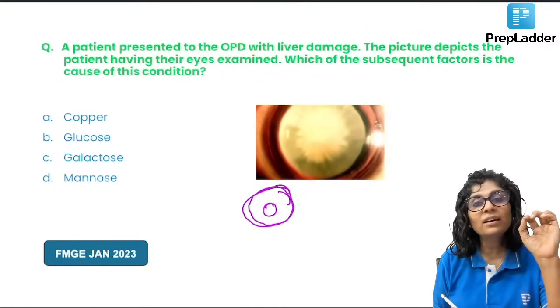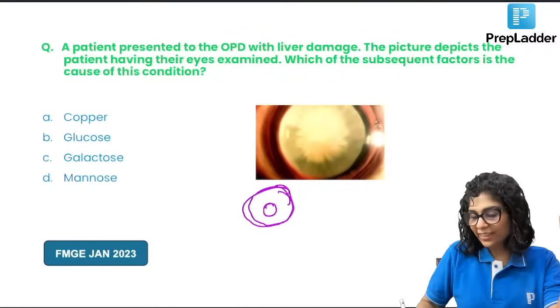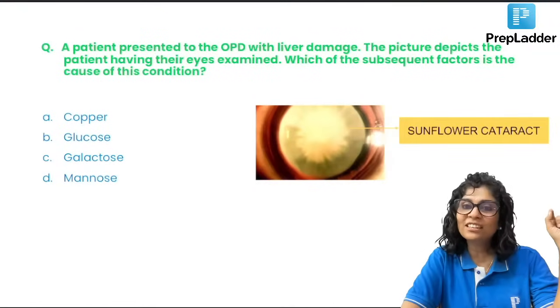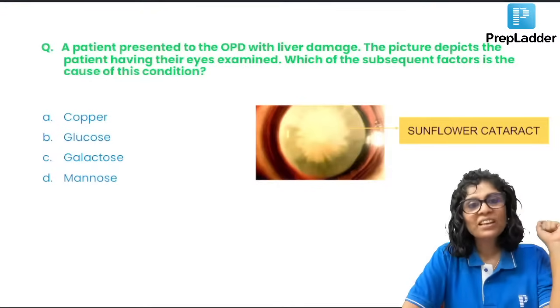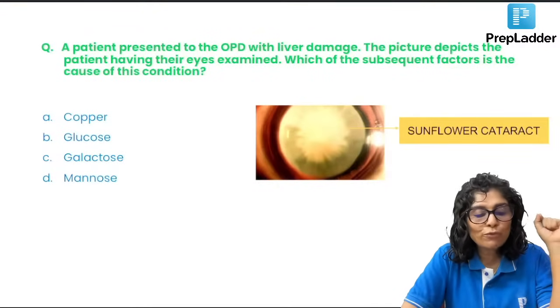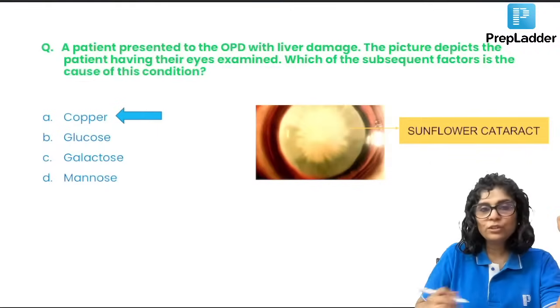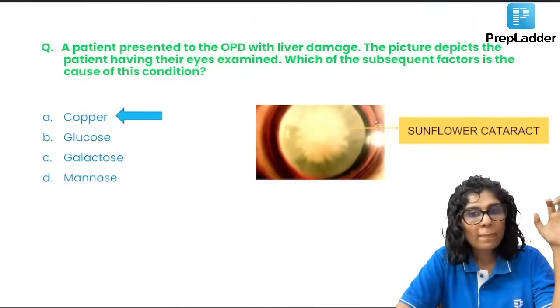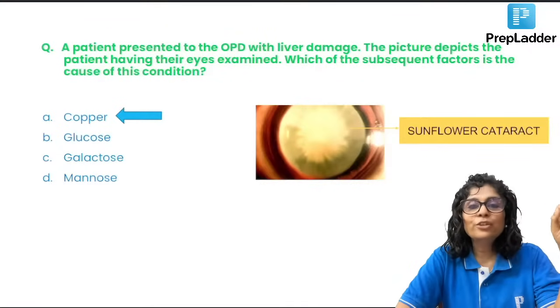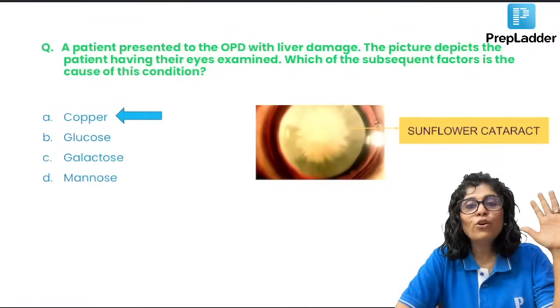This is sunflower cataract. And sunflower cataract, yes, is a feature of which condition? Wilson's disease. Wilson's disease is because of copper toxicity. So what is the answer, everybody? The answer for this MCQ is copper. Okay, and let's try to see other images for cataract.